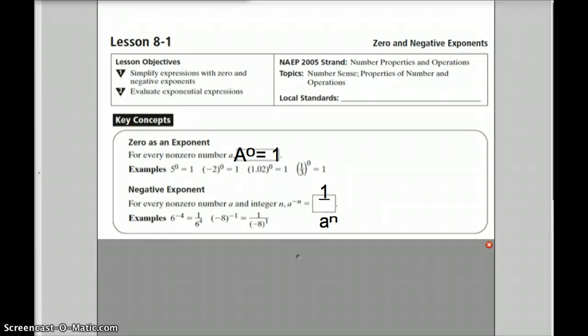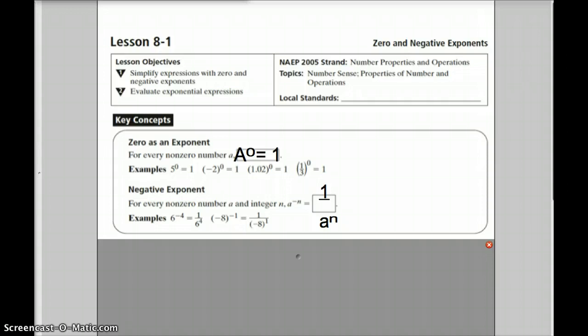So we have examples. 5 to the 0 power is 1. Negative 2 to the 0 power is 1. 1.02 to the 0 power is 1. And the fraction 1/3 to the 0 power is 1.